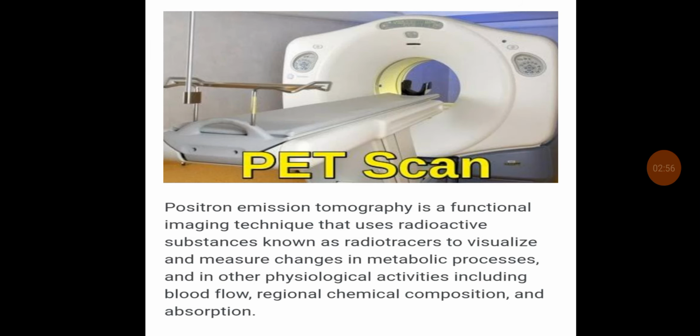PET scan. Positron emission tomography. It's a functional imaging technique that uses radioactive substances known as radiotracers to visualize and measure changes in metabolic processes and in other physiological activities including blood flow, regional chemical composition, and absorption. Now, these MRI, CT scan, lasers, X-rays, PET scan, these are commonly used in hospitals.